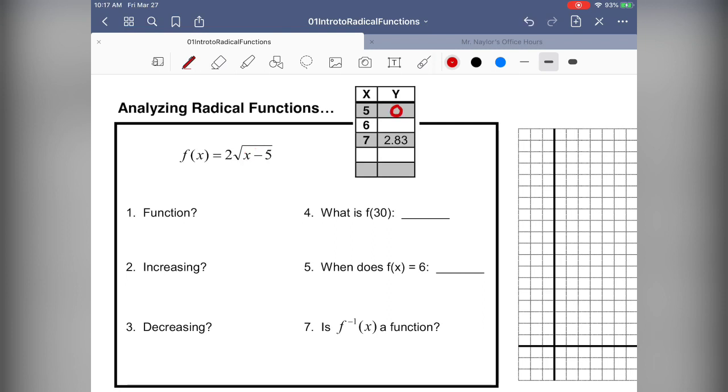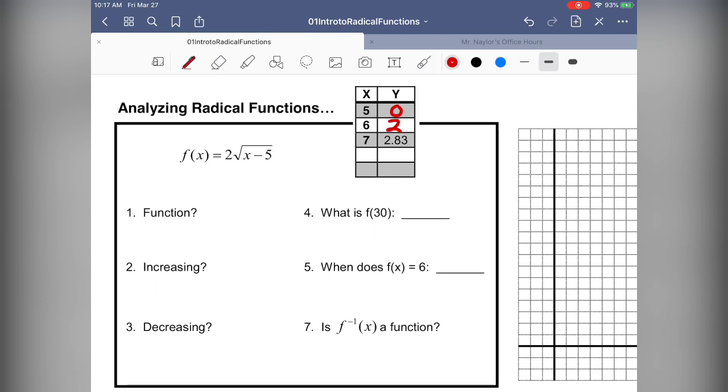When you plug in 6, you get the square root of 1. Of course, that's 1, but we want to multiply that by 2. So that, of course, will make it 2. I already plugged in 7. But what I'm doing here is giving you a chance to think what would be another good number to plug in.